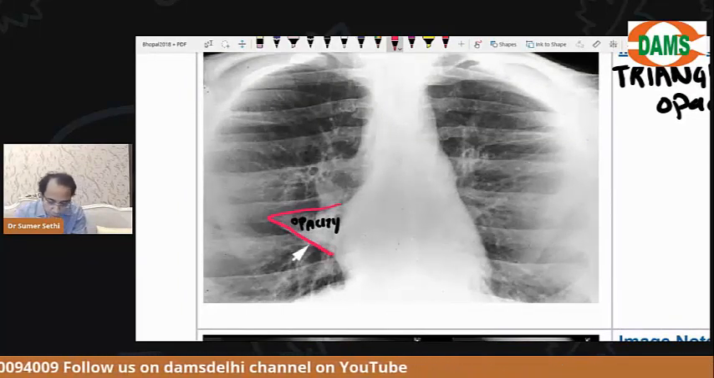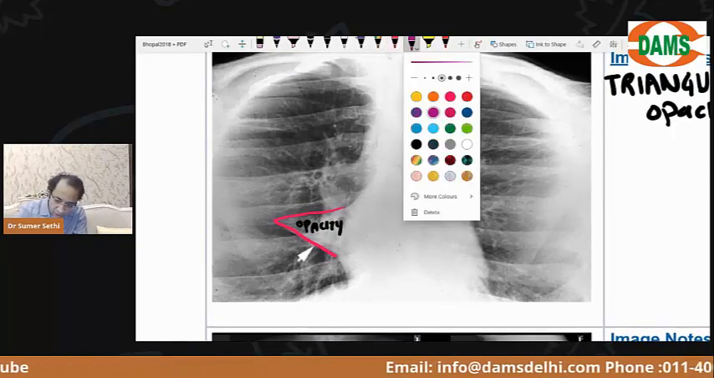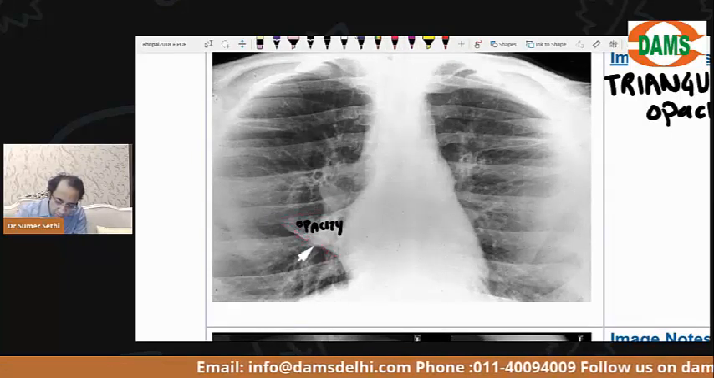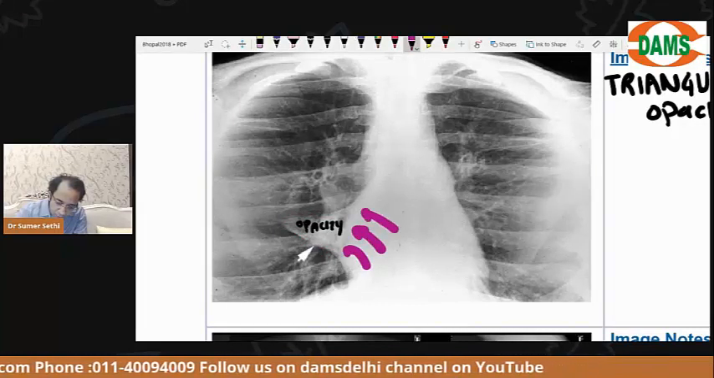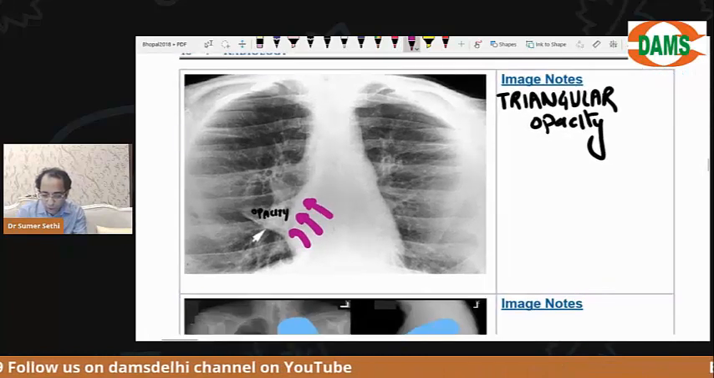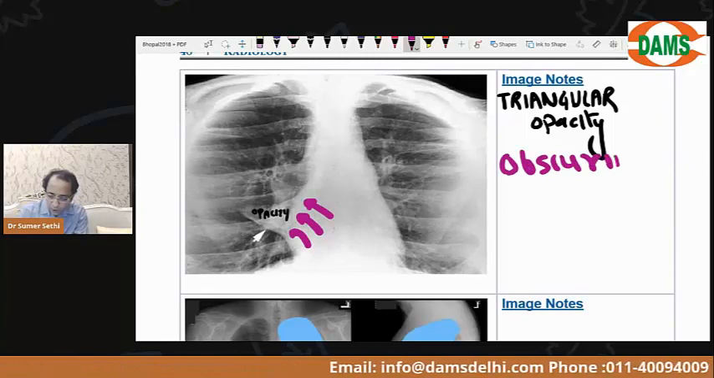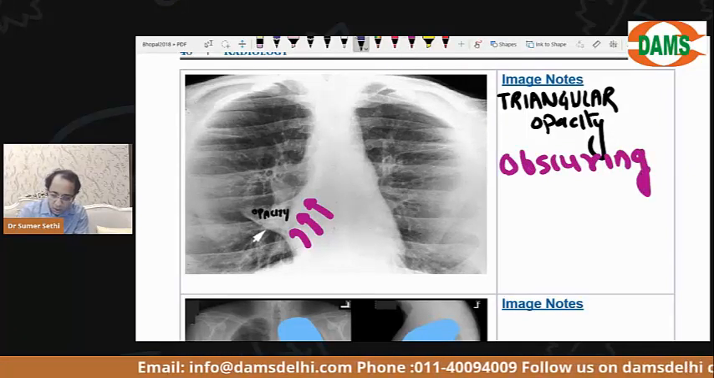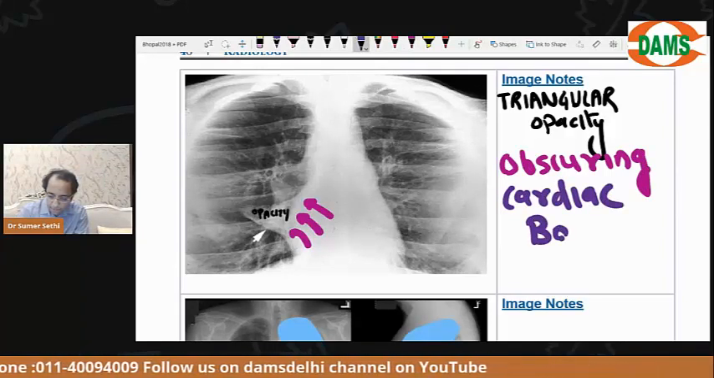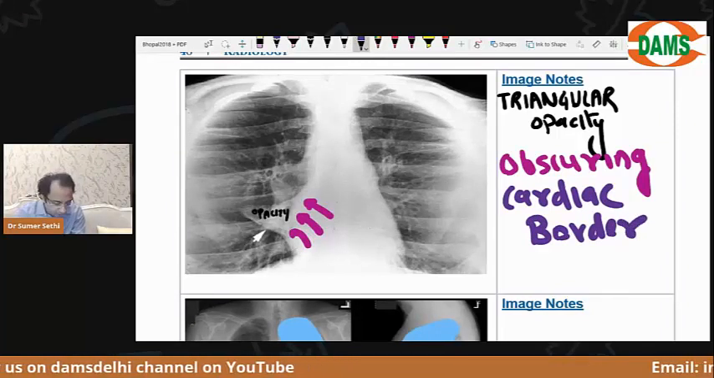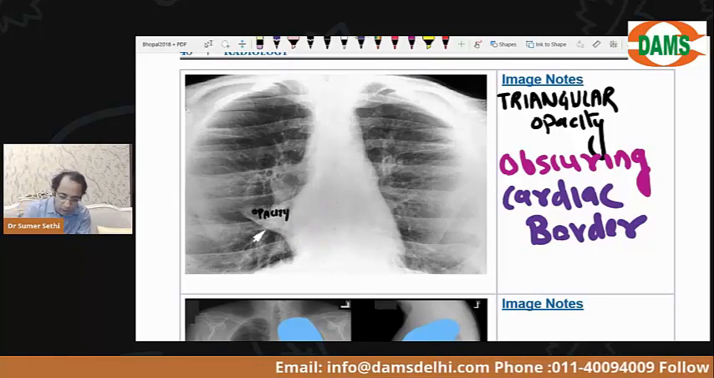My question is, let's see if you can answer. Where the disease is abutting the cardiac border, at that area the cardiac border is obscured. We can no longer see the cardiac border along the opacity. So there is a triangular opacity obscuring the cardiac border.